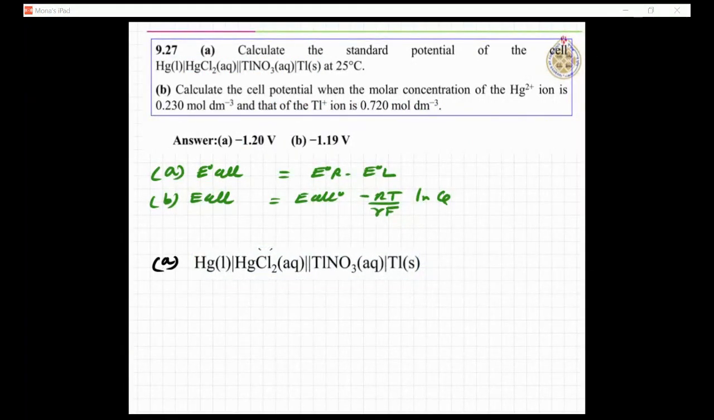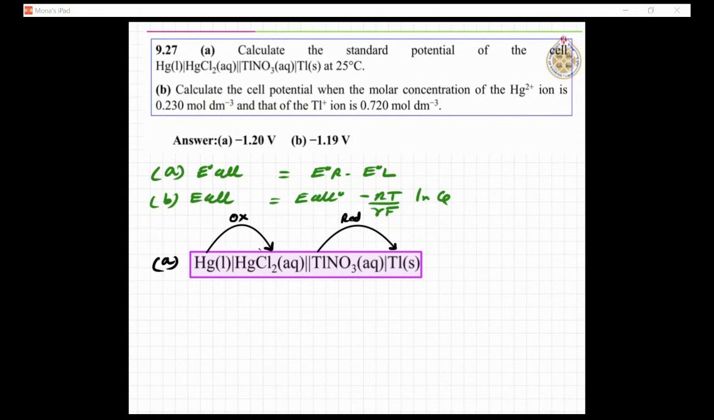Now the notation that we have says, let me make sure that you read it properly. We have Hg here. Hg is oxidized, on the left. And Tl is reduced. So this is oxidation here, and this is reduction.